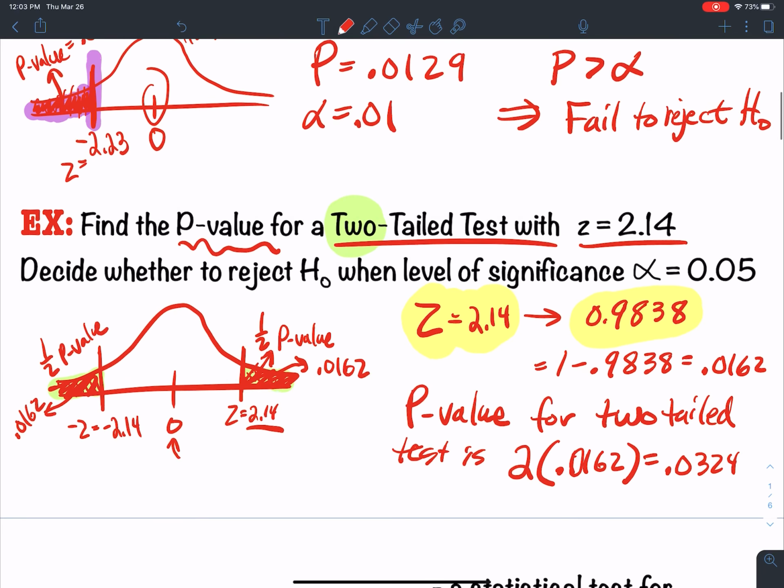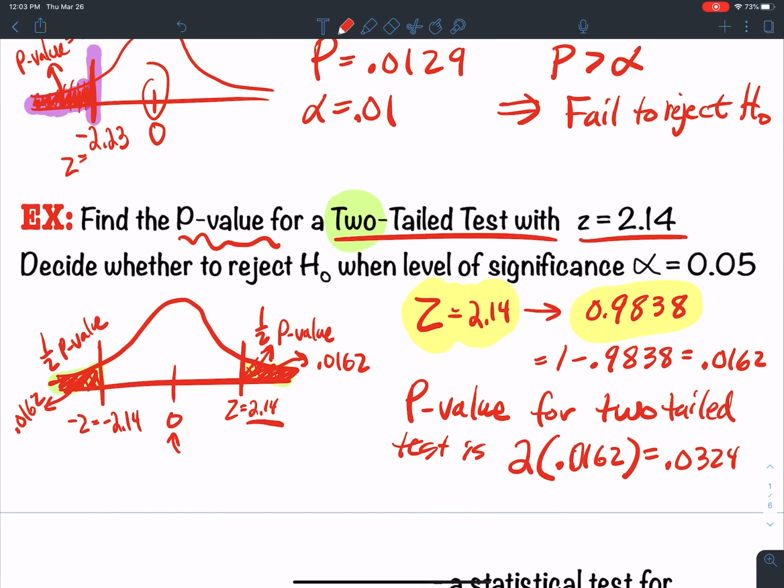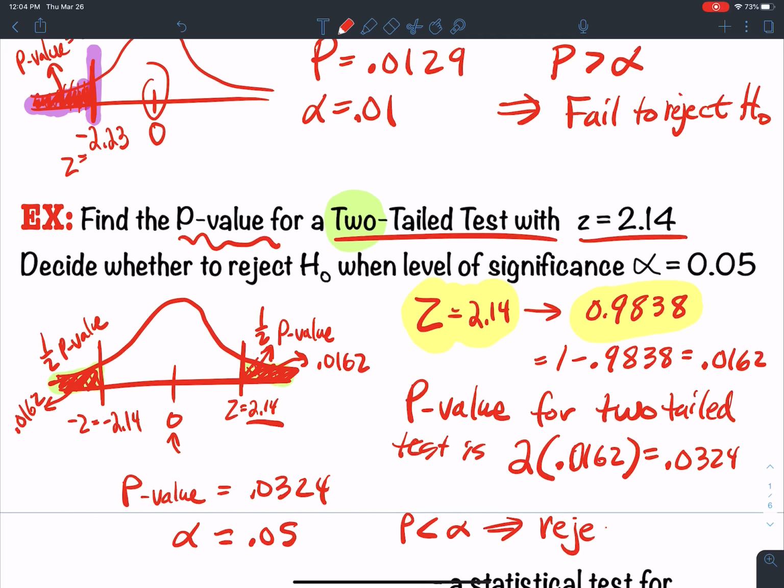0.0324. Now, if my total p-value is equal to 0.0324, and I have an alpha equal to 0.05, then my p is less than alpha. If the p is low, the null must go. So what does that tell me? Reject the H-naught. Small p, reject the H-naught.